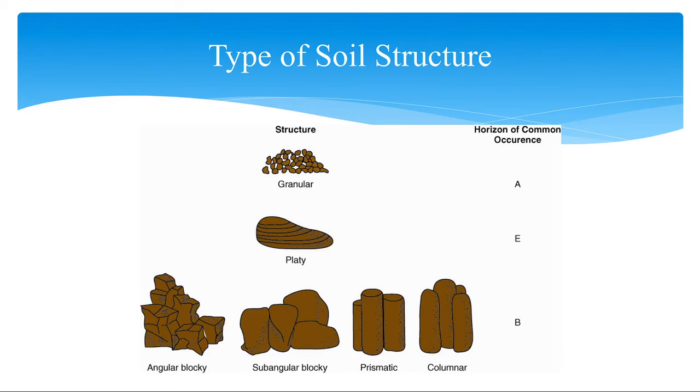And as you can see, these occur in different parts of the soil horizon. So typically in that topsoil layer is where we have the granular. But if we have this E-zone, which some people may or may not have, you may actually have platy types of structures that have formed. But oftentimes, if you don't have that E-zone, you may go just A over B.